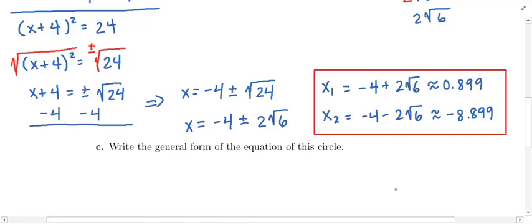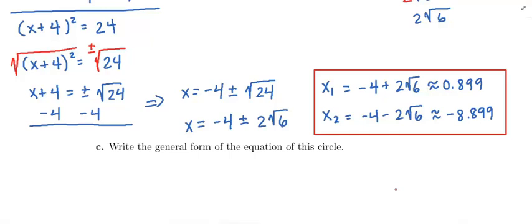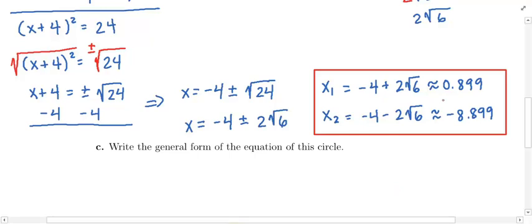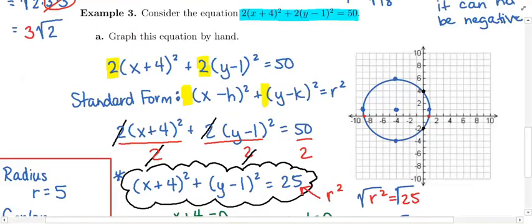We're going to go back to our picture really quickly and compare our answers to what we see in the picture. This first x-intercept, 0.899 is the approximation. That's very close to x equals 1, so that's going to be this one right here. It's not exactly x equals 1, but it's pretty close.